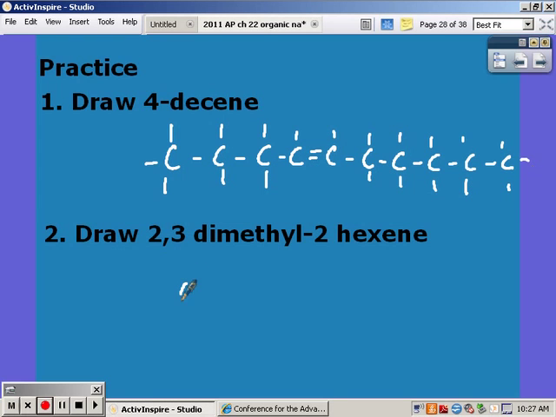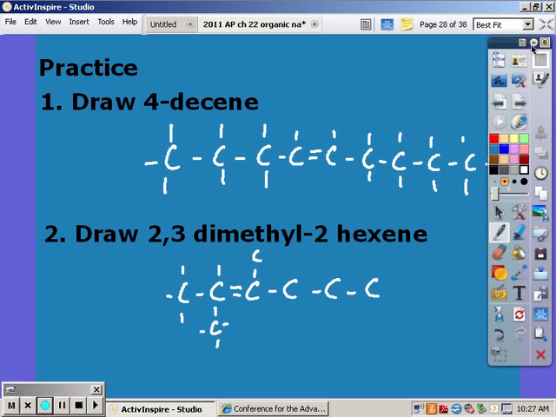You have hex, which means we need 6 carbons. On the second carbon, we need a double bond. Also on the second carbon, we need a methyl group coming off, as well as the 3rd carbon. And now I need my hydrogens. If you caught that, I have too many hydrogens on that second carbon. So always double check that each of your carbons only has 4 bonds attached to it.